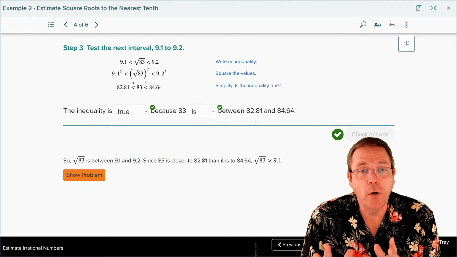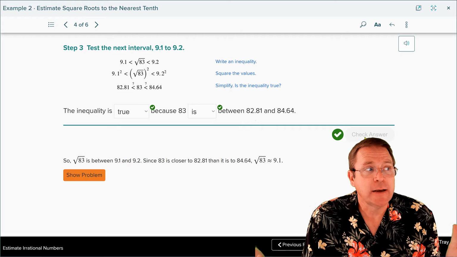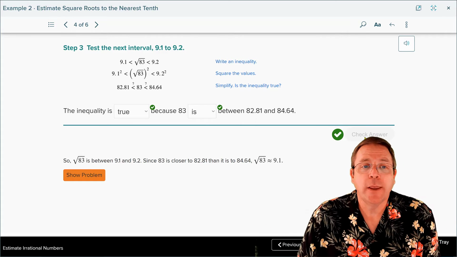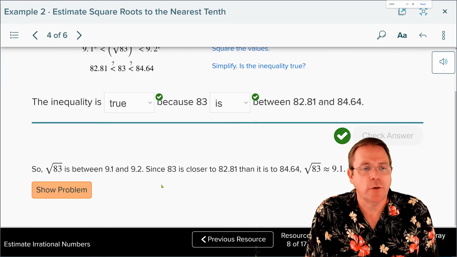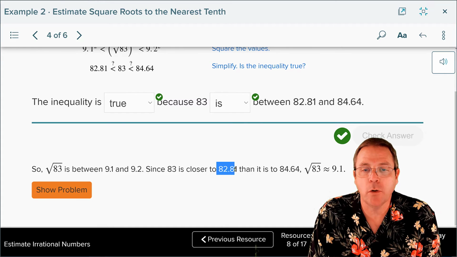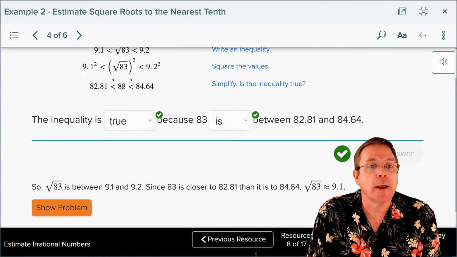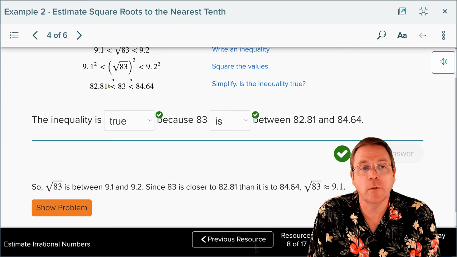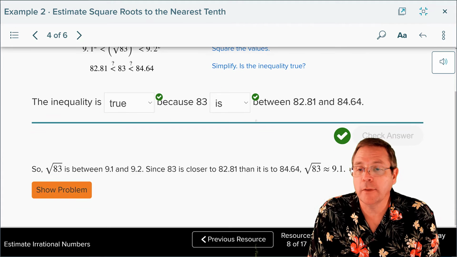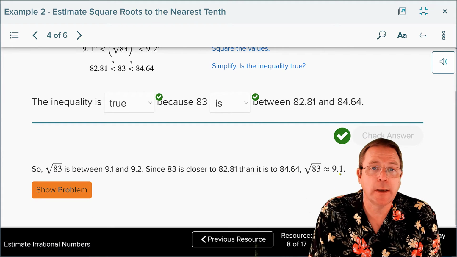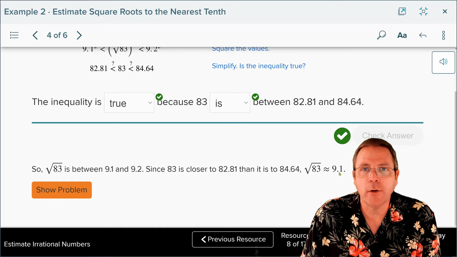Now, we know that to the nearest tenth, it's either going to be 9.1 or 9.2. Because the answer lies between them, now we have to figure out which one's closest. If you look down at the bottom of the page right here, you can see that 83 is actually going to be closer to 82.81 than it is to 84.64. Think about this for a minute. 83 is 0.19 away from this one. However, it is 1.64 away from that one, and because of that, we're going to estimate it to be approximately 9.1. 9.1 will be the square root of 83 rounded to the nearest tenth.